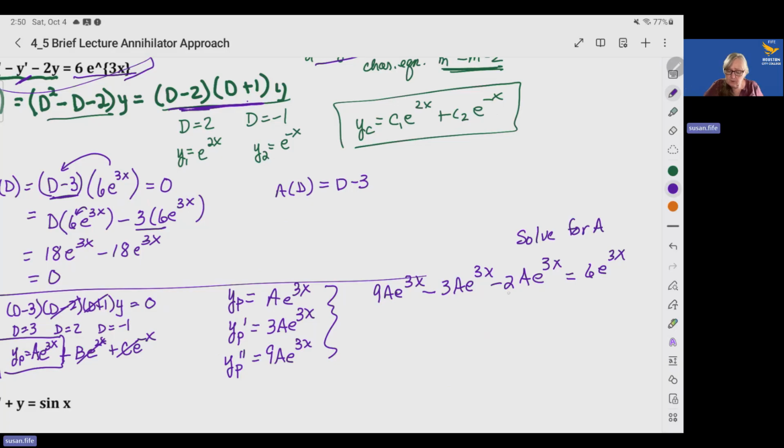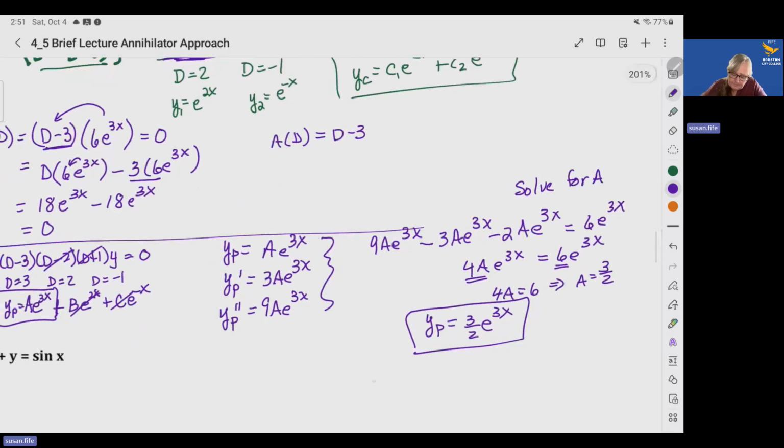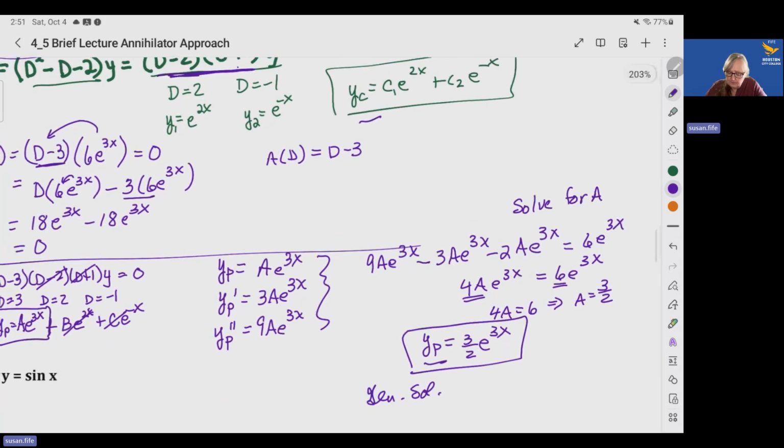So 9 take away 3, take away 2 is 4a e to the 3x. So there we know that the coefficients have to match up. 4a is equal to 6. A is 3/2. And our particular solution then is going to be 3/2 e to the 3x. And then our general solution is the complementary solution plus the particular solution. It's C1 e to the 2x plus C2 e to the negative x plus 3/2 e to the 3x.